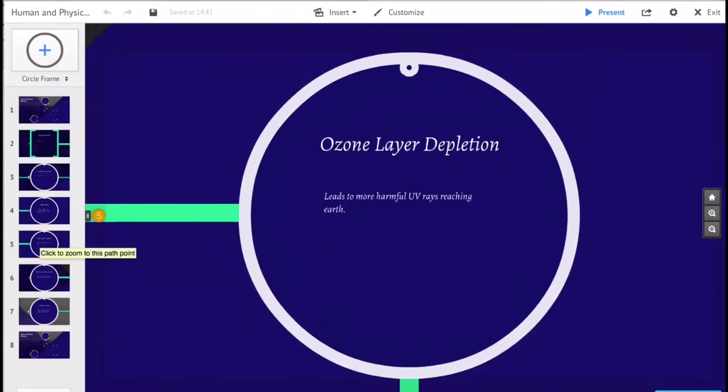Ozone depletion describes two distinct but related phenomena observed since the late 1970s. A steady decline of about 4% in the total amount of ozone in the Earth's stratosphere, which is the ozone layer, and a much larger springtime decrease in stratospheric ozone around Earth's polar regions.